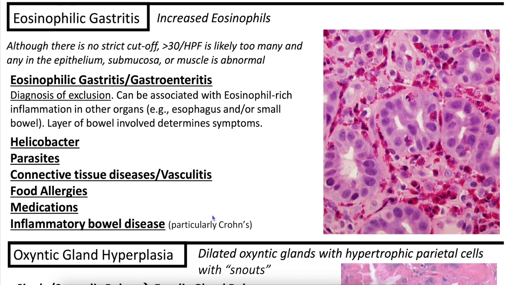Eosinophilic gastritis, no exact cutoff, but greater than 30 per high-power field, and any in the epithelium, submucosa, or muscle is abnormal. I see this in eosinophilic gastritis, a diagnosis of exclusion, H. pylori, parasites, connective tissue disease, vasculitis, food allergies, meds, IBD.